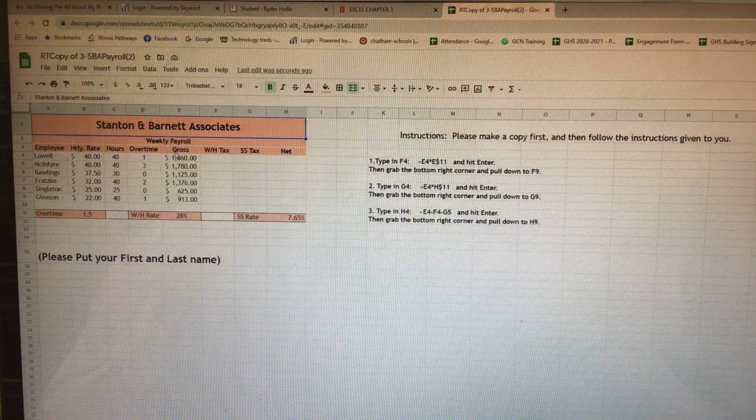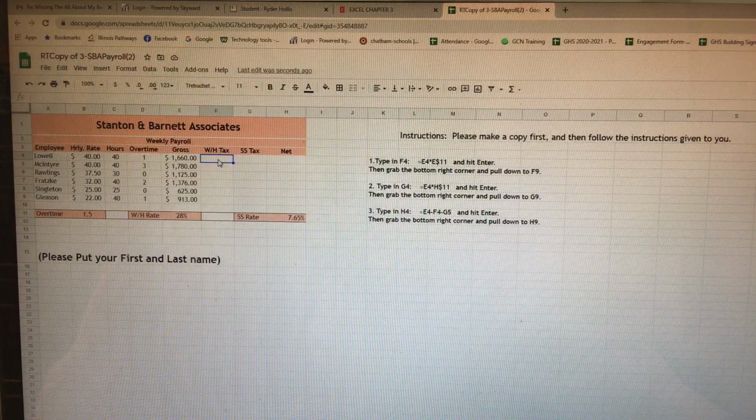What you're going to find out here is that this is our weekly payroll for Staunton and Barnett Associates. So they're keeping records of what they're actually paying their employees and then how much taxes are being taken out. So that's what this is.